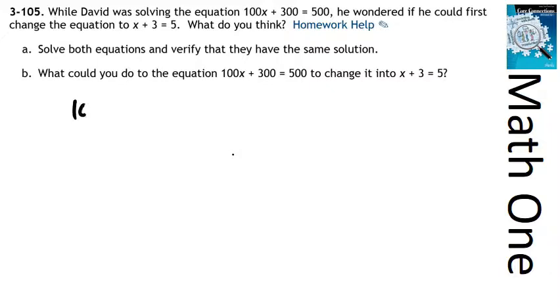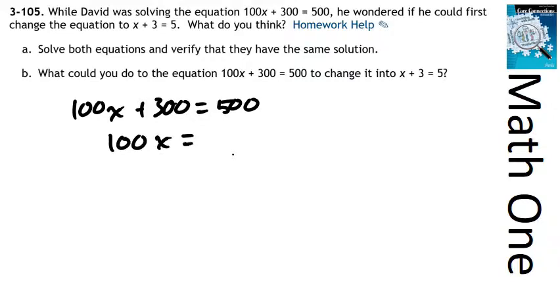So on the one hand, we've got 100x plus 300, and that equals 500. And I can take away 300 from both sides. That gives me that 100x is equal to 200. And if I divide both sides by 100, I get x is 2.